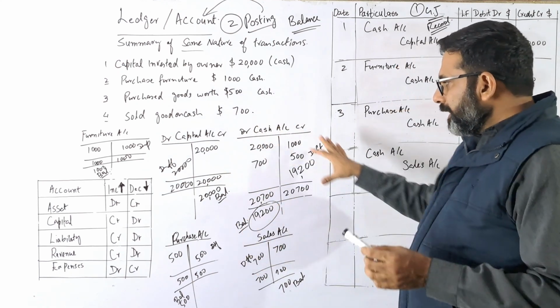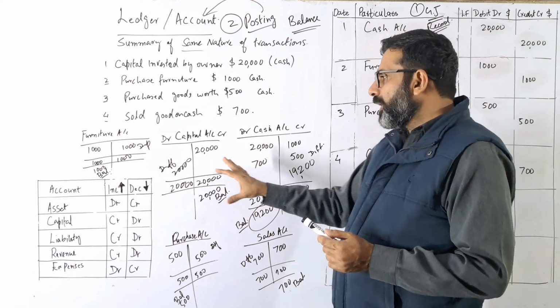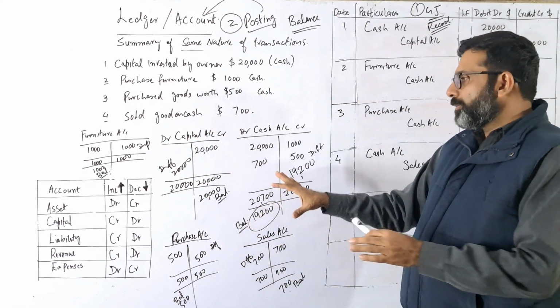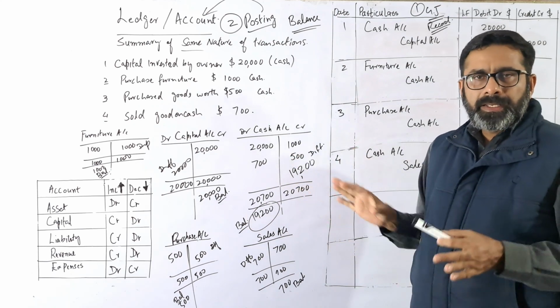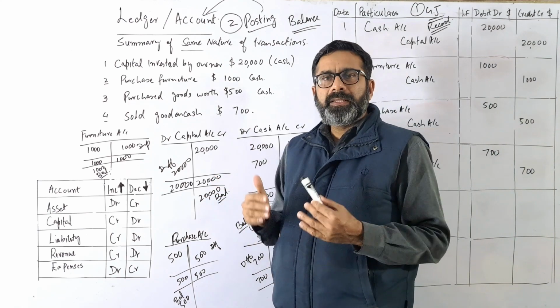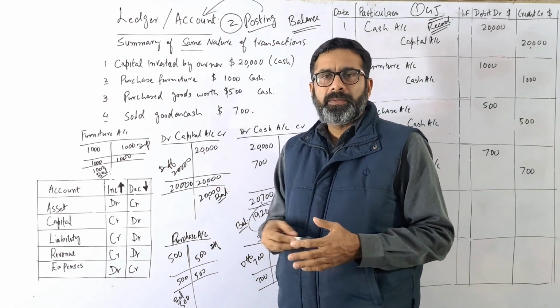So this is just a simple example where we have 5 or 6 accounts, and for every account there may be a debit balance or a credit balance. From this debit or credit balance, we can prepare the next step, which is called the trial balance.